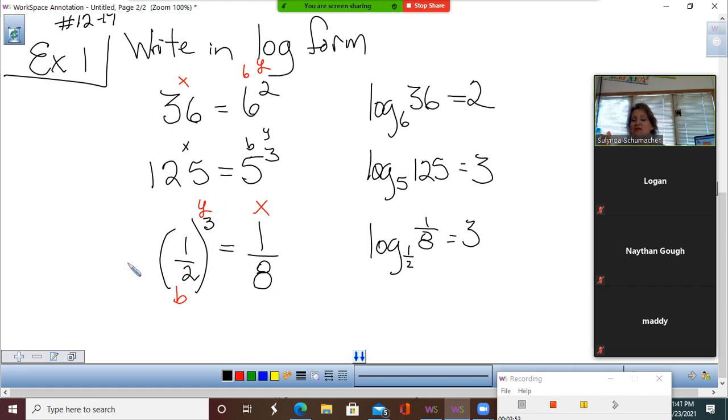Anybody have a question how we rewrite these? I know there's something a little bit different. Okay, so let's go on to example number 2 then.